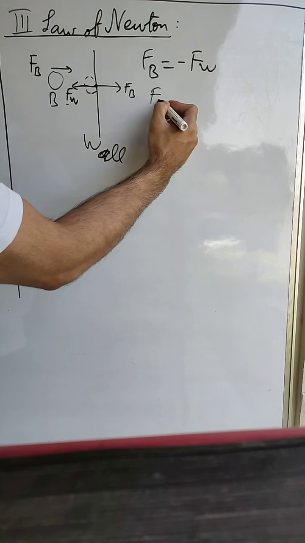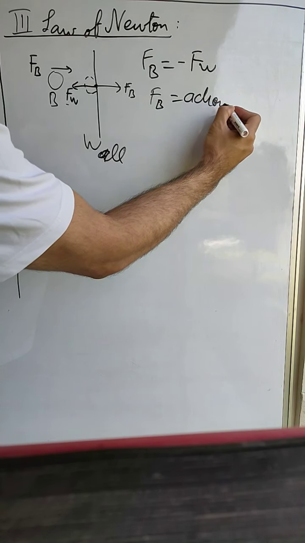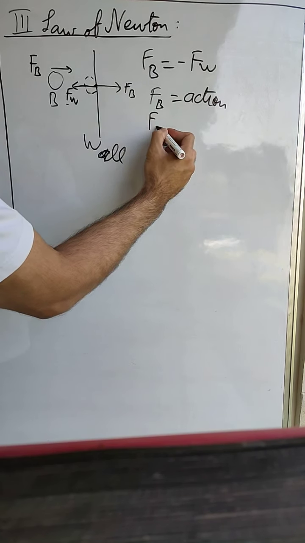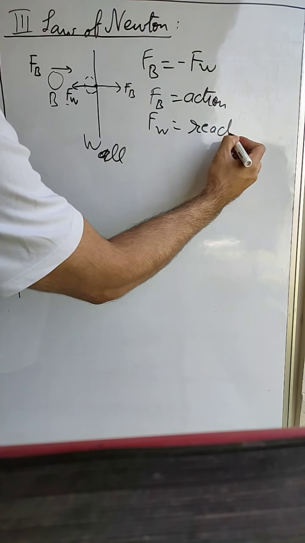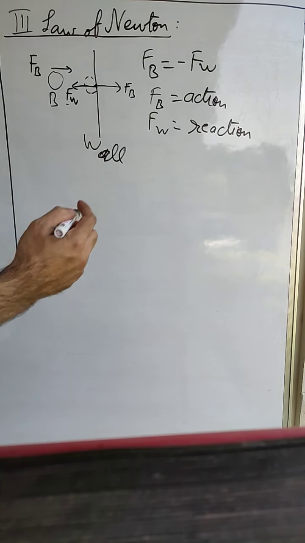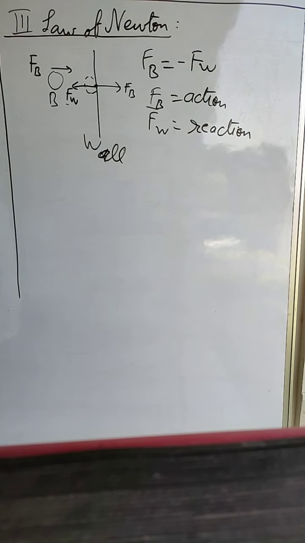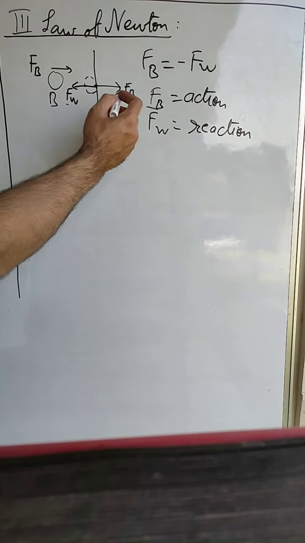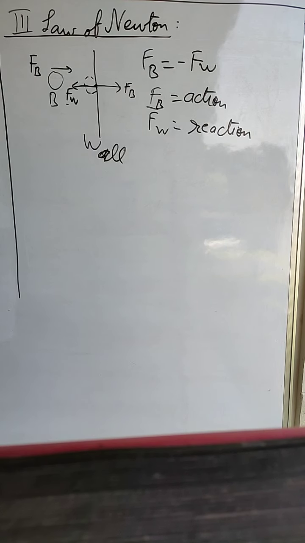So if we say that Fb is action, then Fw will be reaction, because the ball is coming towards the wall, so we can say that the ball is applying an action force, and in return at the same moment the wall is applying a reaction force. So these two forces make an action reaction pair. So the first point that we should note about the third law of Newton is that there is always an action reaction pair in the third law.